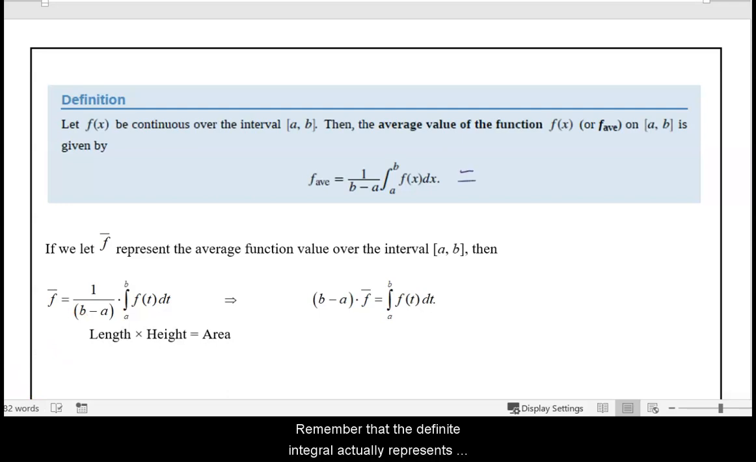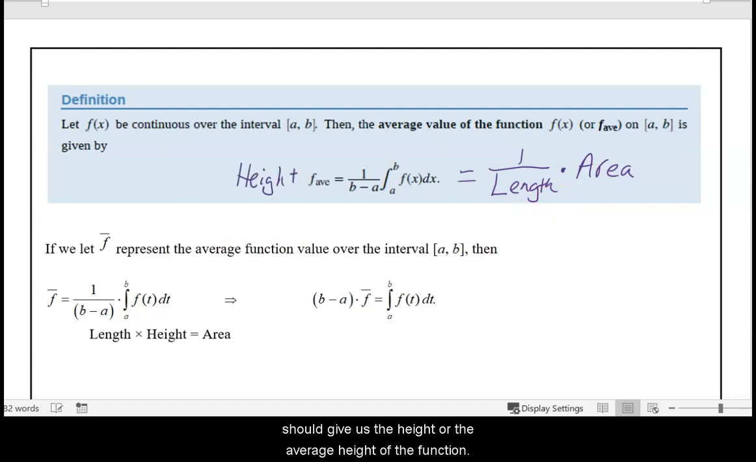You can also think of this in a different way. Remember that the definite integral actually represents the area under the curve between it and the x-axis. b minus a, on the other hand, is the length of the interval. So what you really have is 1 over the length of the interval times the area, which should give you the average height of that function. And that's exactly what we mean. Since we're taking the area and dividing by the length, this should give us the height, or the average height, of the function.